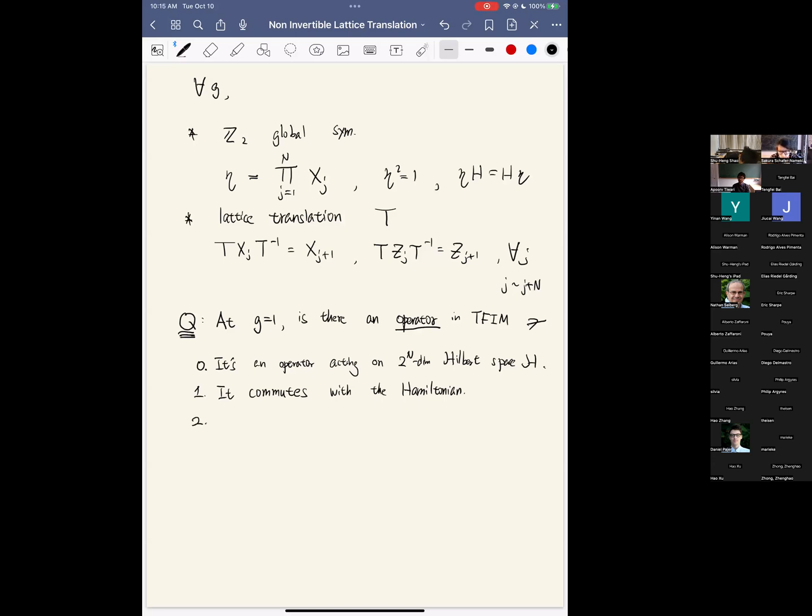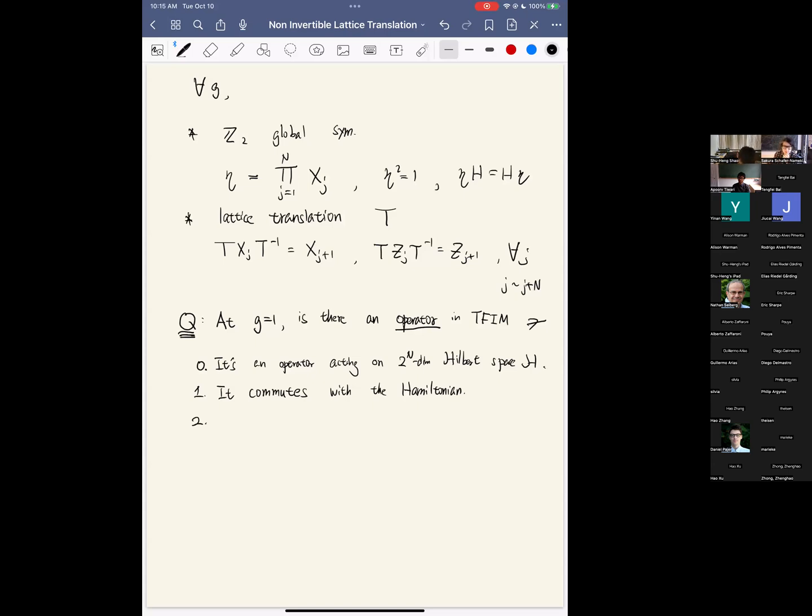May I ask a quick question? Yes, please. So is the claim that even at finite n, there's something special about g equals 1? Well, I haven't made that claim yet, but that's where I'm heading. Okay, thank you.